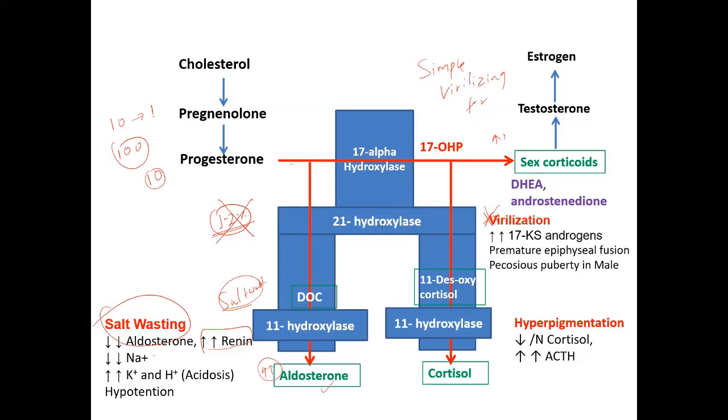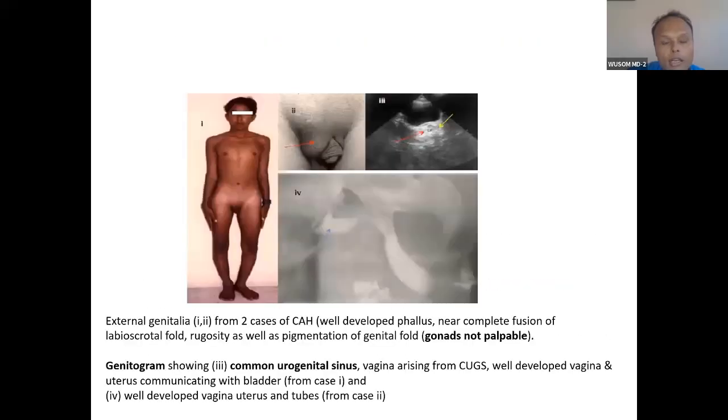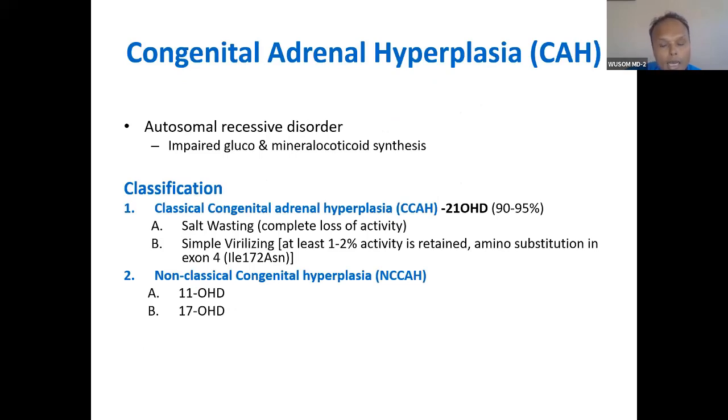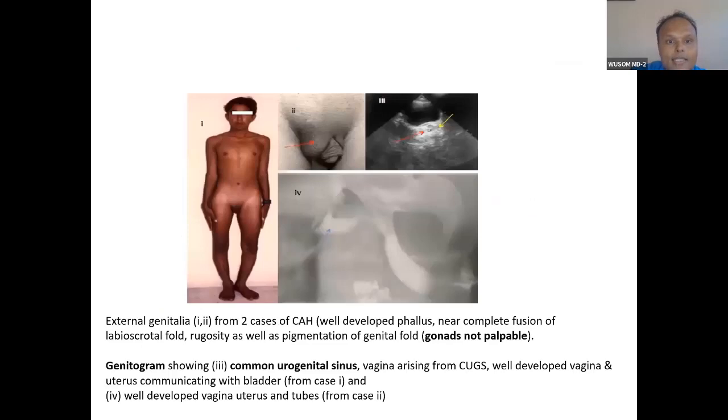Yes, sir. So this is more important, okay? 21 hydroxylase deficiency, just focus on 21 hydroxylase deficiency. So you can see this 90 to 95%. And this is because of 1 to 2% activity is written. So this is simple virilizing. The case we saw is simple virilizing.